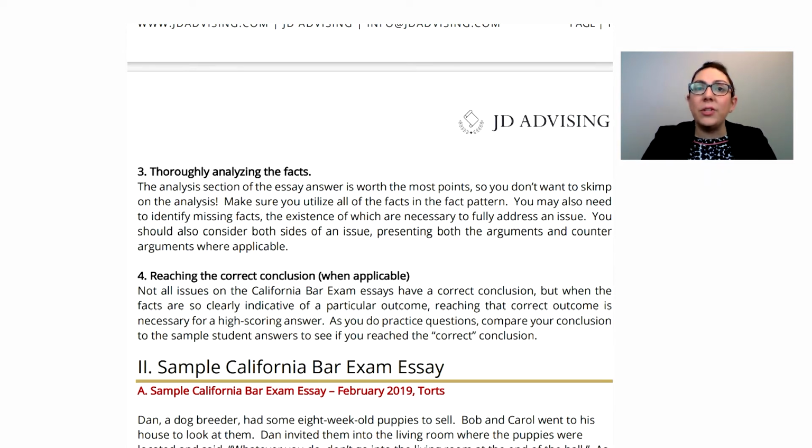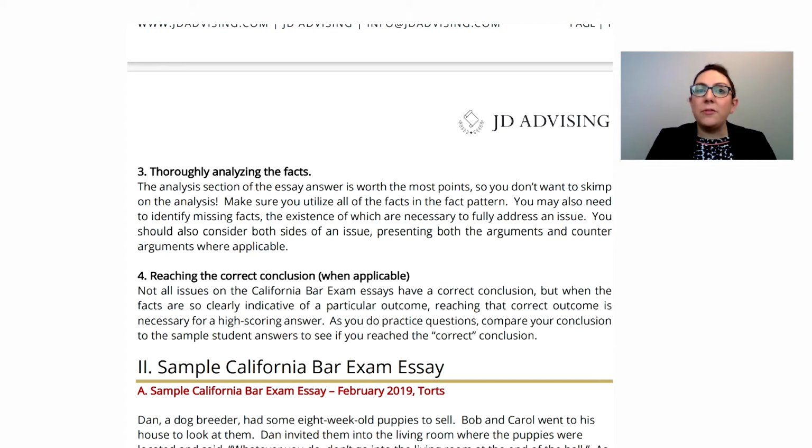You also want to consider raising arguments for both sides here. If it's possible that each side has a valid argument on a particular issue, discuss that here. You could say, Bob will likely argue, and then on the other hand, Ann will counter argue, and then tell who has the stronger argument. But by identifying both sides of an argument, you're really showing the grader that you can think analytically and you see all pieces or all sides of an issue.